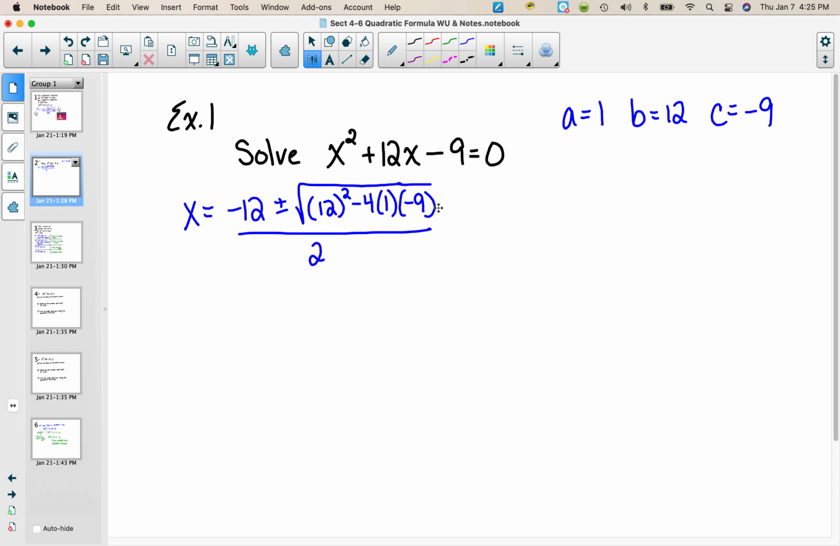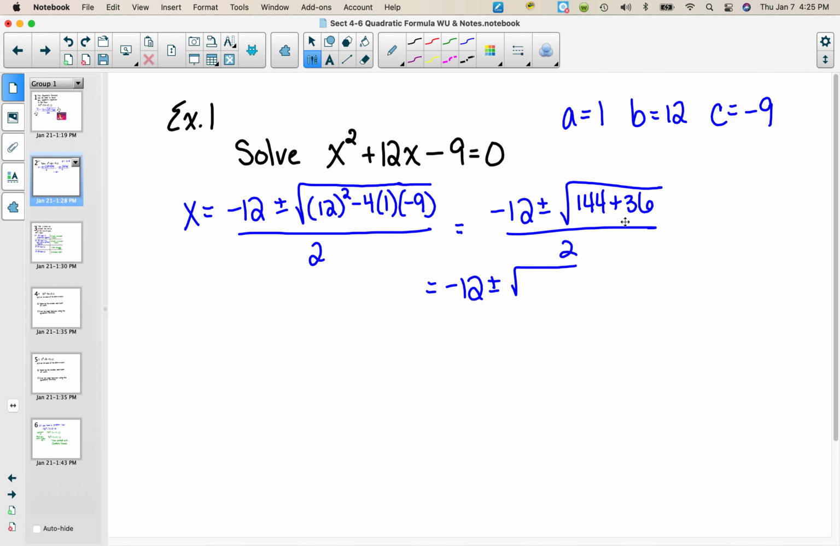Then the hardest part is just simplifying the square root. So we get negative 12 plus or minus. If you work this out, you're going to get 144 plus 36. So we end up with negative 12 plus or minus the square root of 180 all over 2. Well, now we have to worry about, how do I simplify the square root of 180?